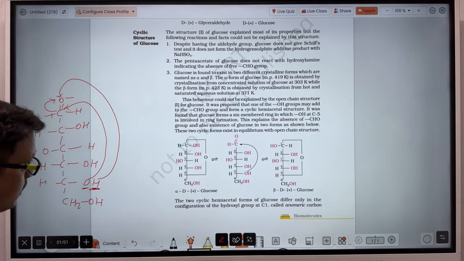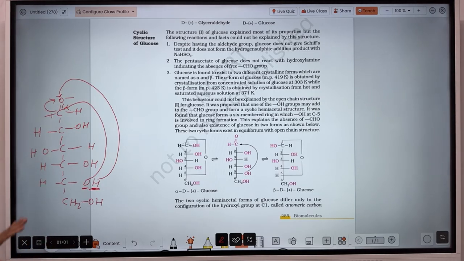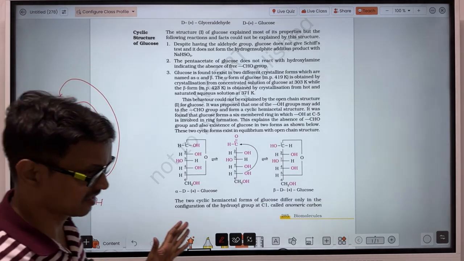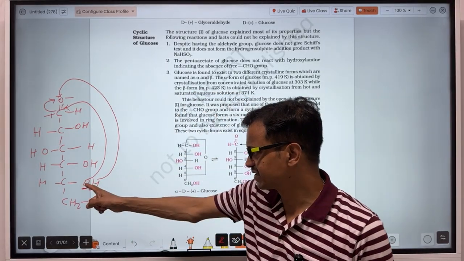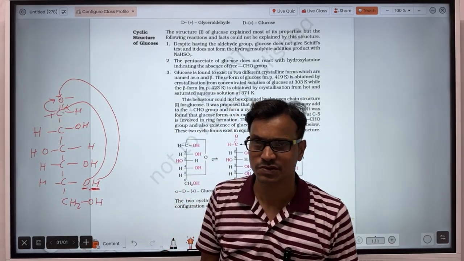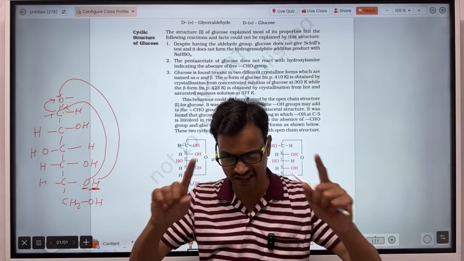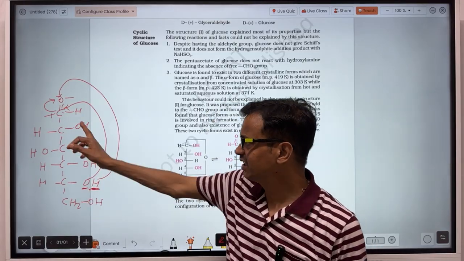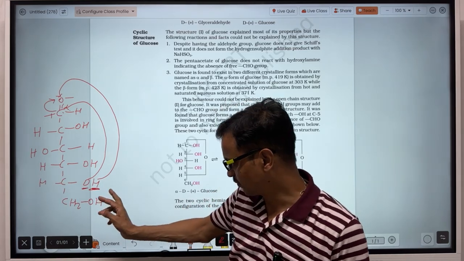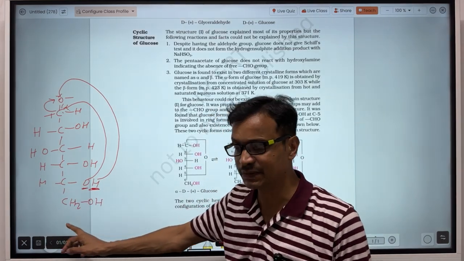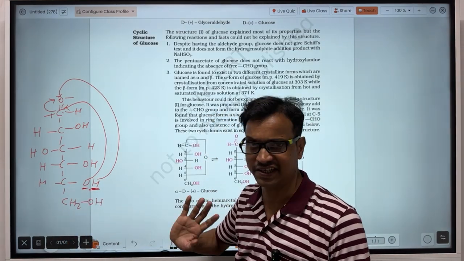So what will happen? The ring will be composed of 5 carbon atoms. That is, inside the ring there will be 1 oxygen atom, since this oxygen gets bonded to this carbon. So in glucose, inside the ring there will be 1 oxygen and 5 carbons, and 1 CH2OH that will be outside the ring.